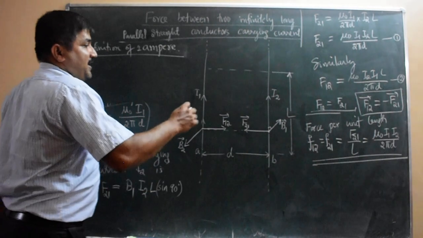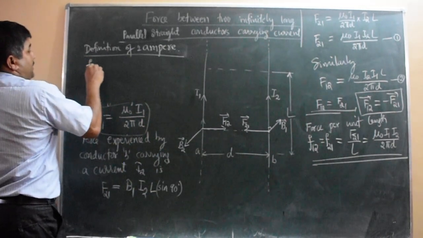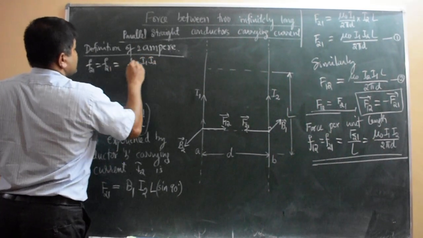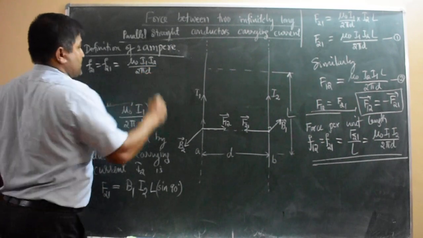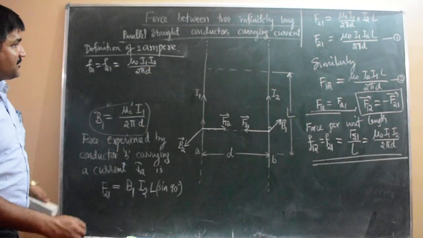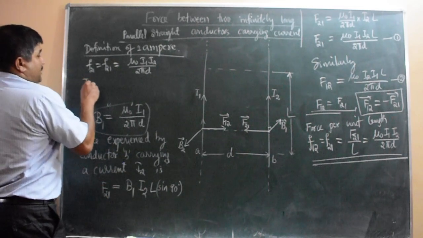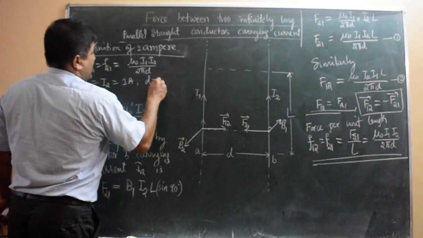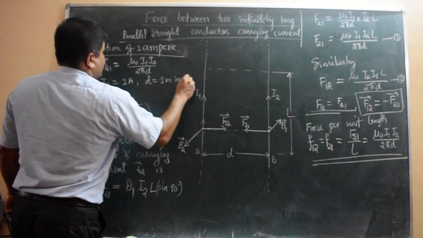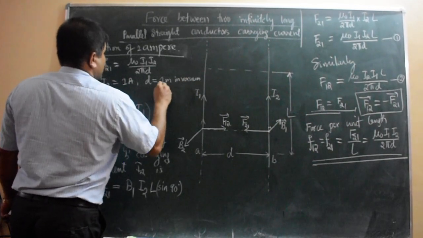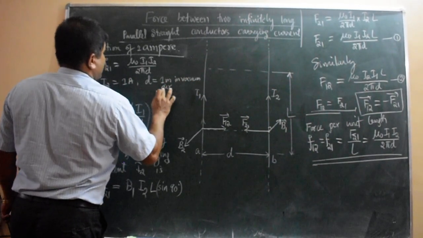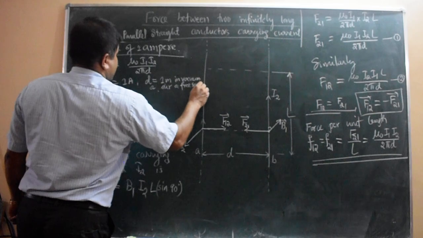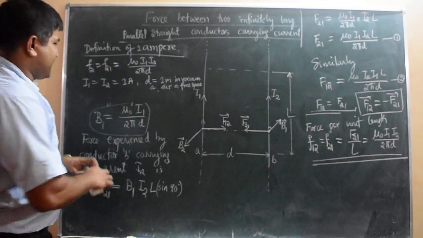Now based on this definition, force per unit length F12 or F21 equals mu naught I1 I2 divided by 2 pi d. This is the expression. Now in this expression, I choose current I1 equal to I2 equal to 1 ampere, and the separation d equal to 1 meter in vacuum, or air, or free space. Free space or vacuum is the same, and air is also approximately the same.